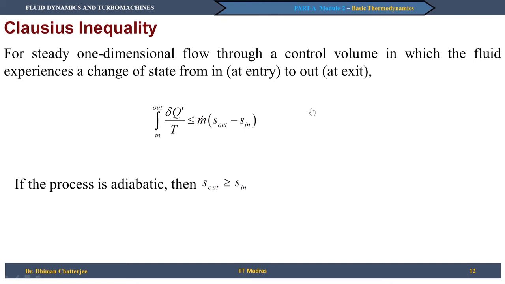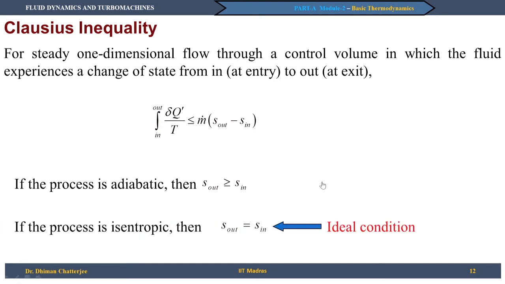If the process is adiabatic, that is, there is no heat transfer, then S out is going to be greater than or equal to S in. This inequality comes for an irreversible process. For a reversible process, that is, if we talk about a reversible adiabatic or isentropic process, then we get S out equal to S in. We will see how these processes take place and depict them on an h-s or a T-s plot very soon.